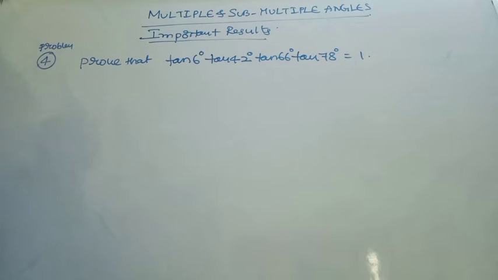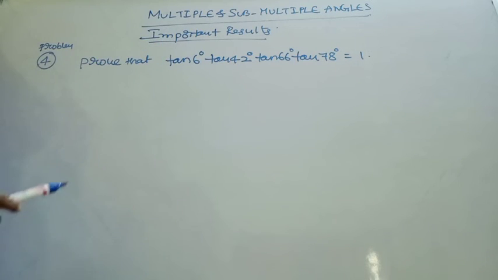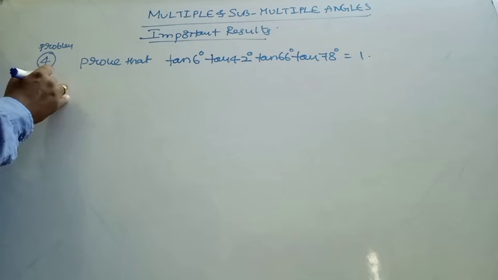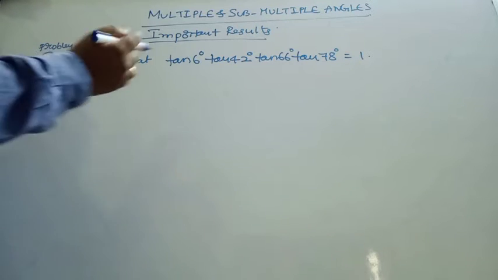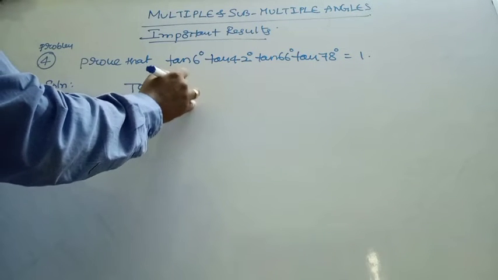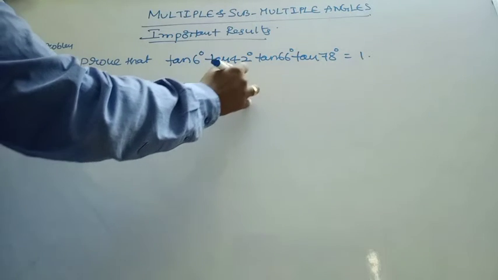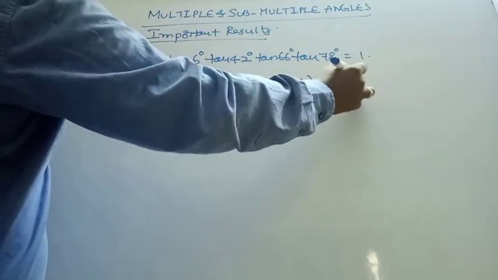Now we have one more problem, my dear students. Prove that tan 6 degrees, tan 42 degrees, tan 66 degrees, tan 78 degrees equals 1. You see how we are going to do the solution. Observe what precautions we have to take to solve this problem. Let us do this neatly. Just observe that a single application will not be sufficient here. Once again we write our result: tan A into tan(60 degrees minus A) into tan(60 degrees plus A) is equal to tan 3A.